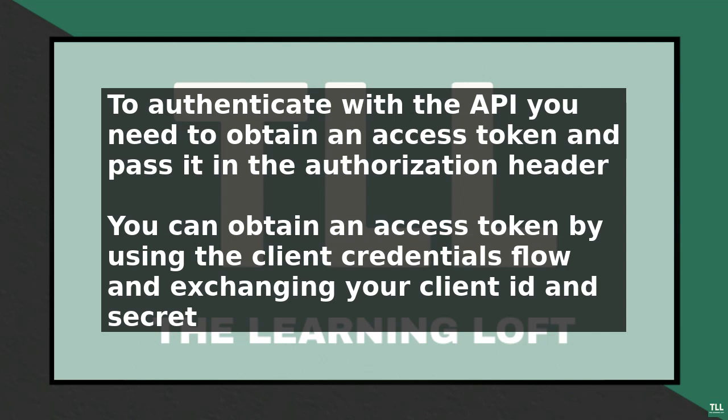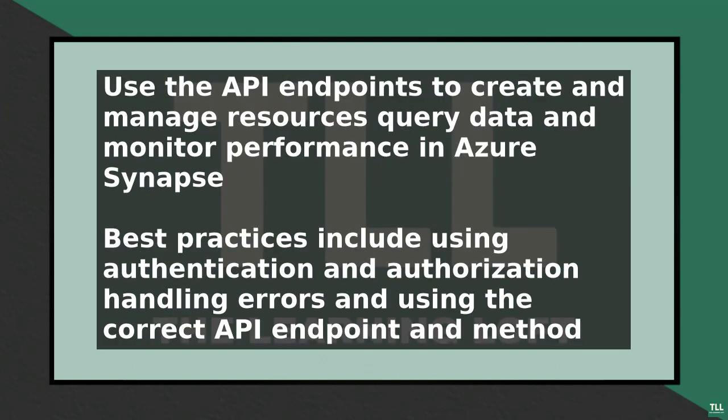Best practices for using Azure Synapse REST API. Here are some best practices for using the Azure Synapse REST API. Use authentication and authorization to secure your API requests. Handle errors and exceptions properly. Use the correct API endpoint and method for the task at hand. Use pagination and filtering to limit the amount of data returned. Use the API to automate repetitive tasks and workflows. Test and validate your API requests before deploying them to production.